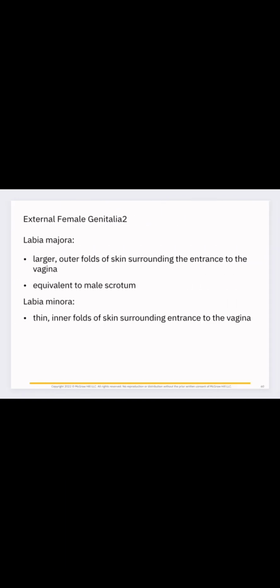The labia majora is a larger and outer fold of the skin surrounding the entrance to the vagina and is equivalent to the male scrotum. The labia minora is a thin inner fold of skin surrounding the entrance to the vagina. And the clitoris is a small erectile structure located in the vestibule, and it is equivalent to the male's penis.